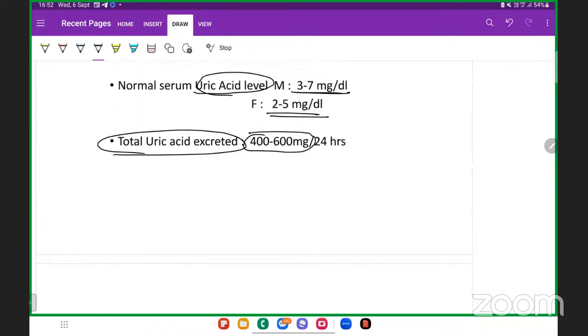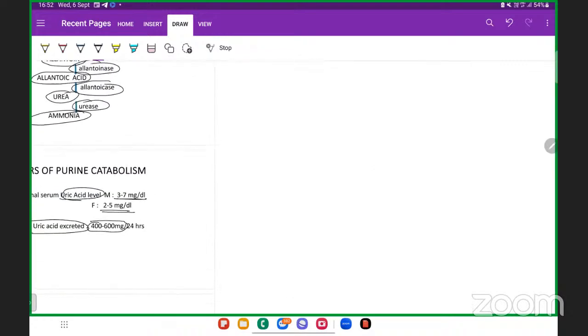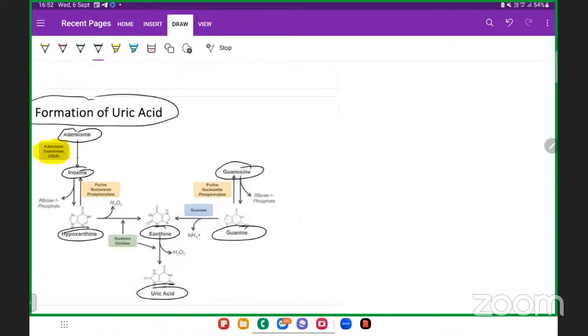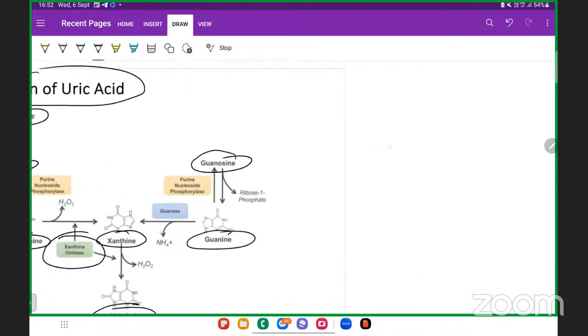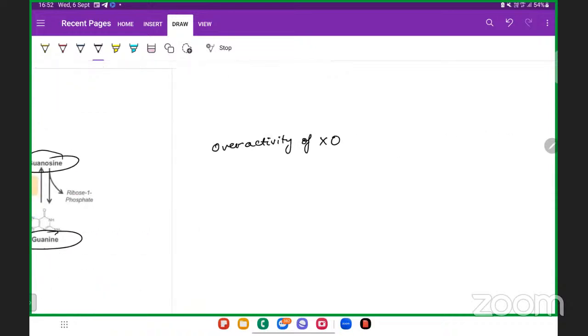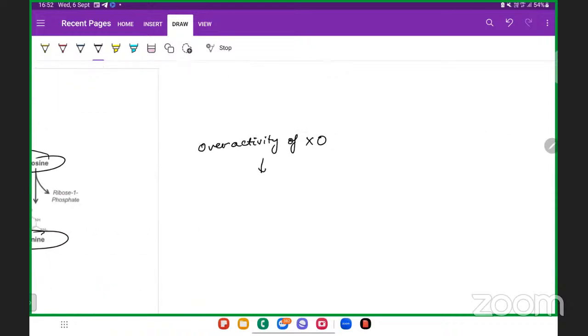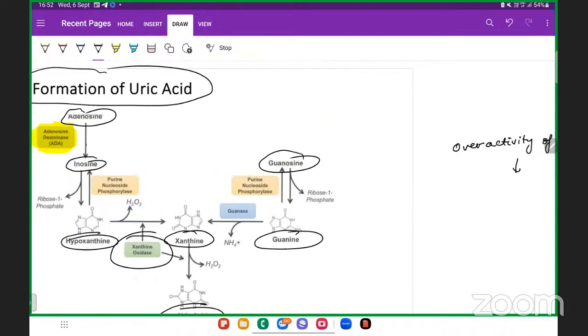So what happens? You have this xanthine oxidase enzyme. Whenever there is overactivity of the xanthine oxidase enzyme, what happens is, xanthine oxidase is the rate-limiting step here.